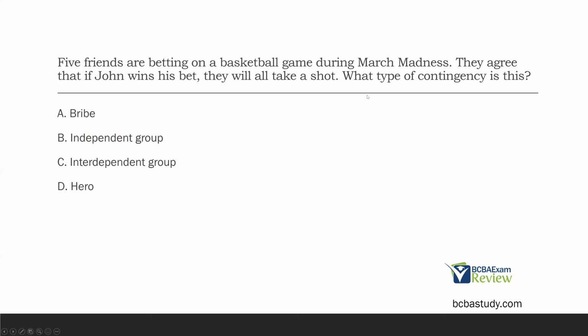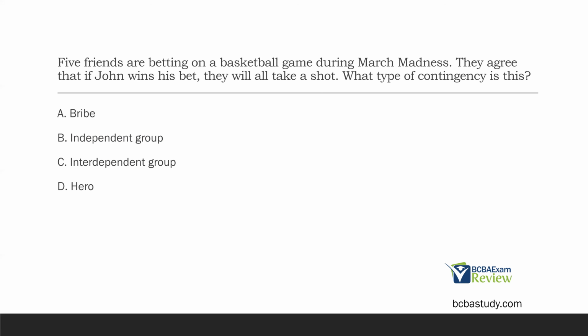5 friends are betting on a basketball game during March Madness. They agree that if John wins his bet, they will all take a shot. What type of contingency is this? All right, we have a group contingency question. You need to know group contingencies. In this case, okay, what's happening? We have 5 friends. They're relying on one friend, okay, for all the consequences.